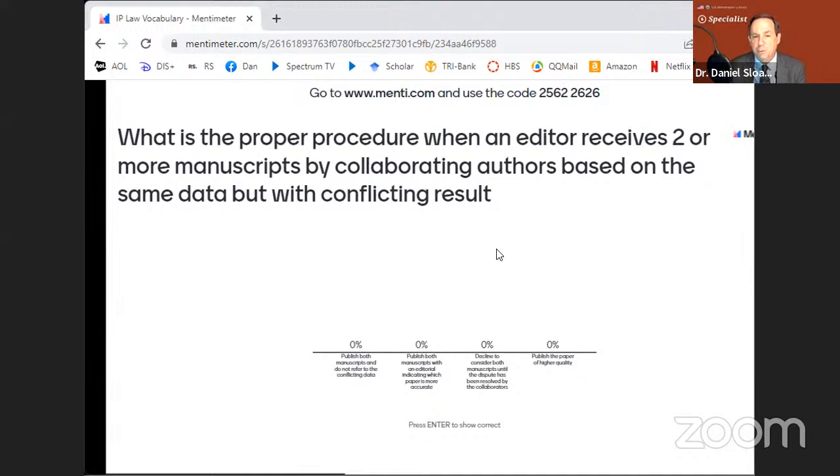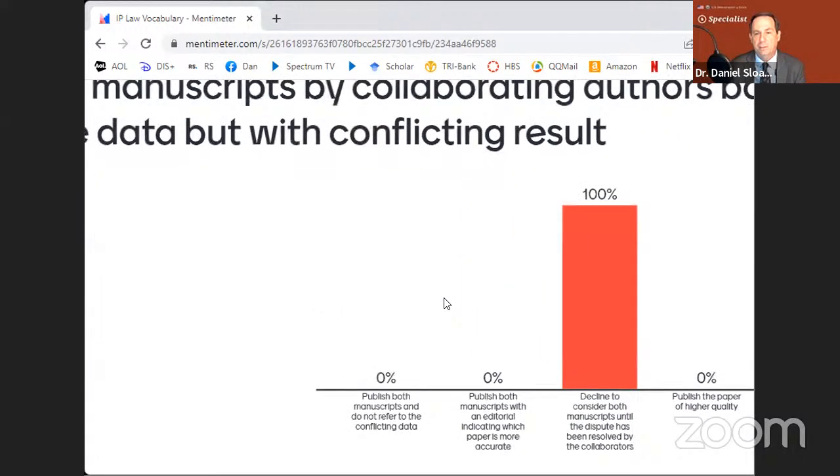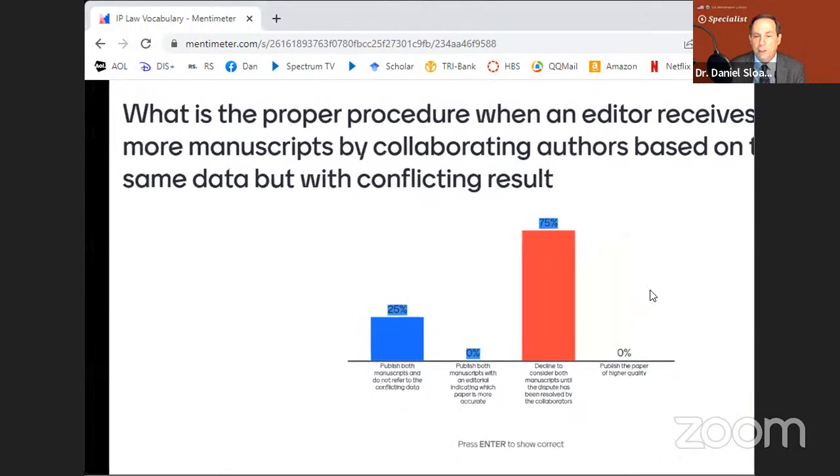So publish both, or publish both manuscripts with, let me get to where I could see this. Even for myself, it's difficult to see. There we go. We can see a little better. Publish both manuscripts. Do not refer to the conflicting data. Publish both manuscripts with an editorial indicating which paper is more accurate. Decline to consider both manuscripts until the dispute has been resolved by the collaborators. Publish the paper of higher quality.